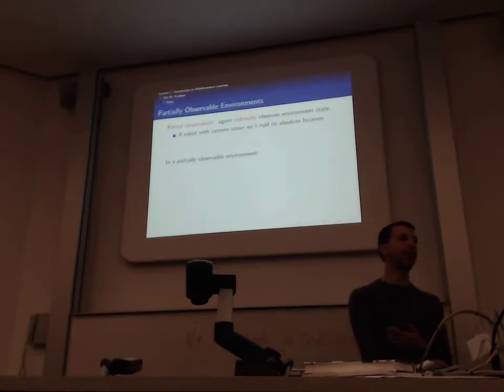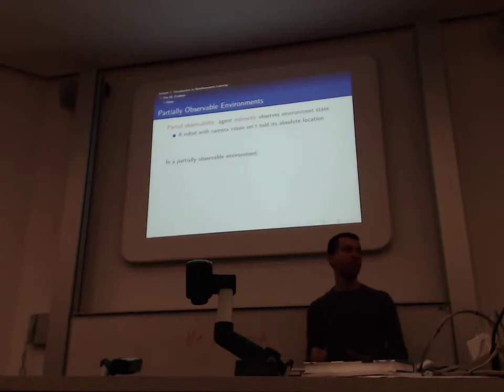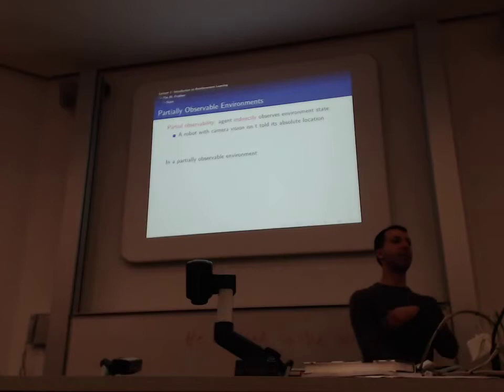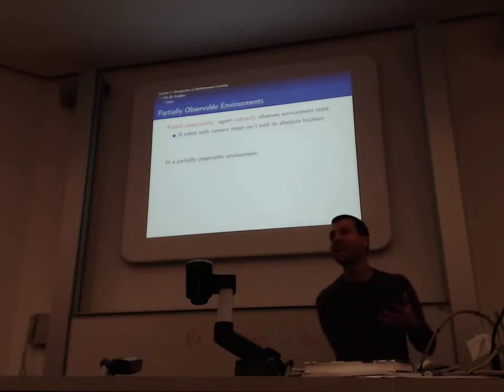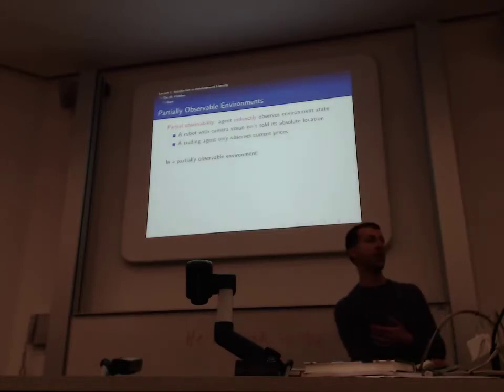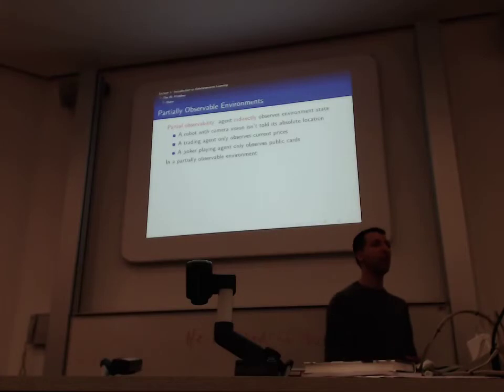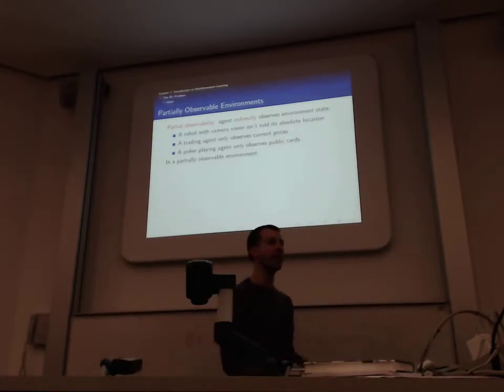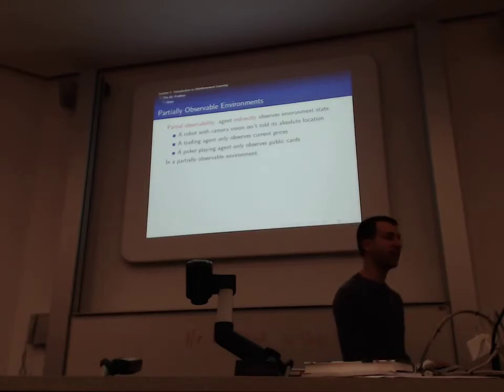Well, the other case is partial observability. This is where the agent only indirectly observes the environment state. Like a robot with camera vision, maybe it doesn't have a GPS sensor, so it has to figure out from its visual input where its absolute location is. Or a trading agent, maybe it only gets to observe its current prices. Or a poker playing agent, it only gets to see its own hands and hands on the table. It doesn't get to see the opponent's hands and has to decide what to do next.